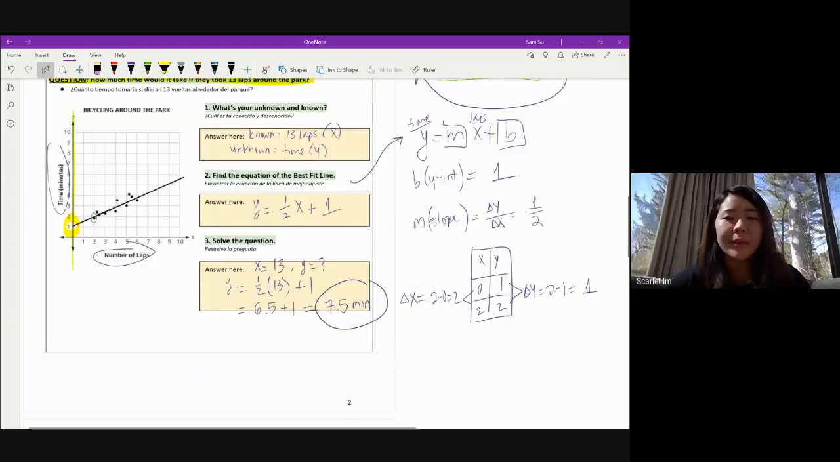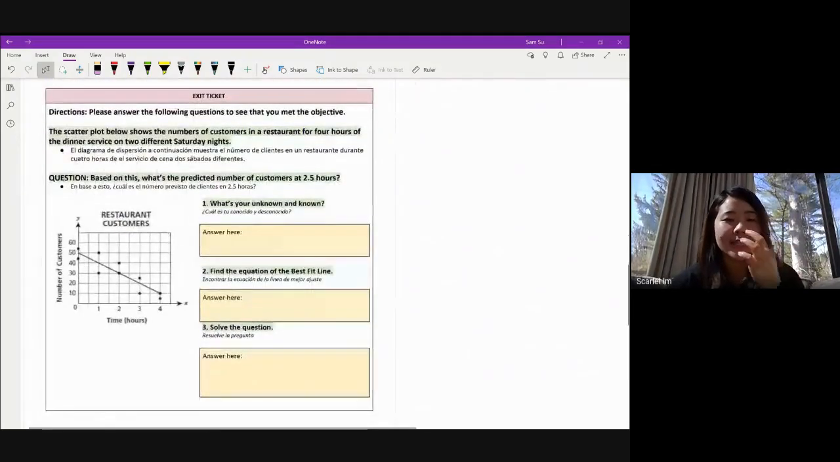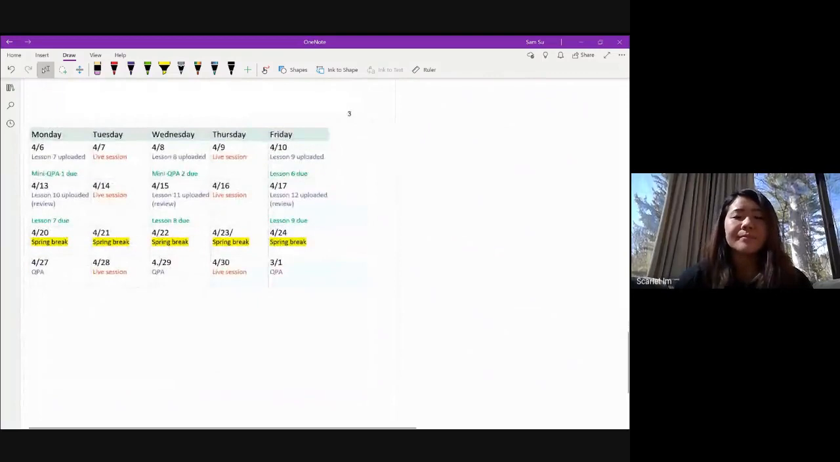Your next step is to finish the exit ticket, which is exactly the same, except just a different situation. Take time to finish that and turn that in.